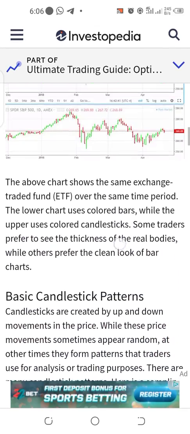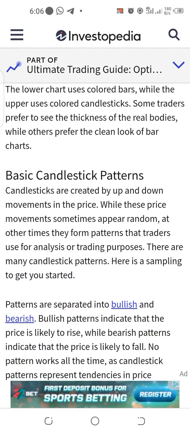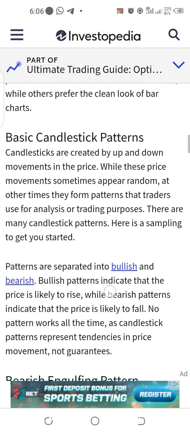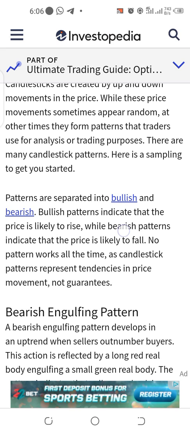Now, we are going to look at basic candlestick patterns. We have different types of patterns. Like I've mentioned from the beginning, we have the bullish pattern and the bearish pattern. Candlesticks are created by up and down movements in price. While these price movements sometimes appear random, at other times they form patterns that traders use for analysis or trading purposes. There are many candlestick patterns. Here is a sampling to get you started.